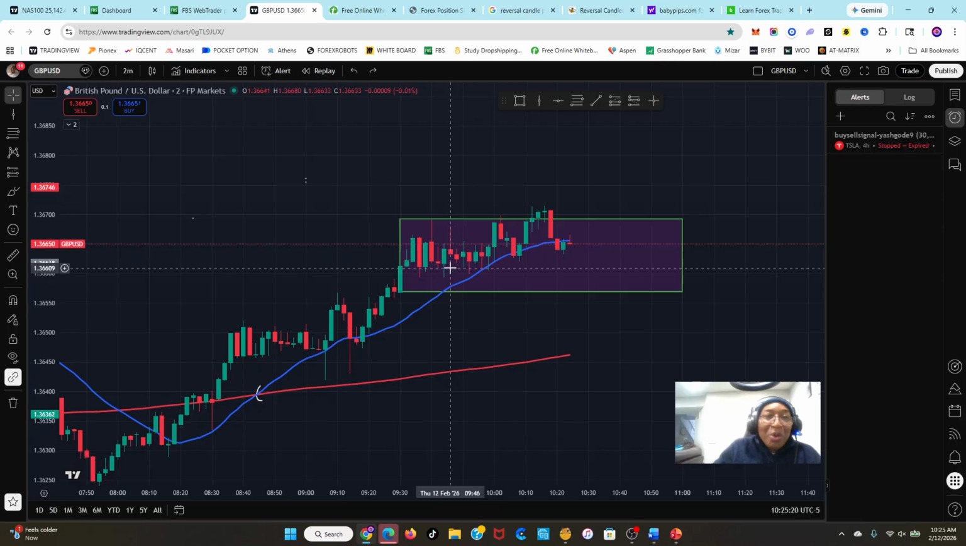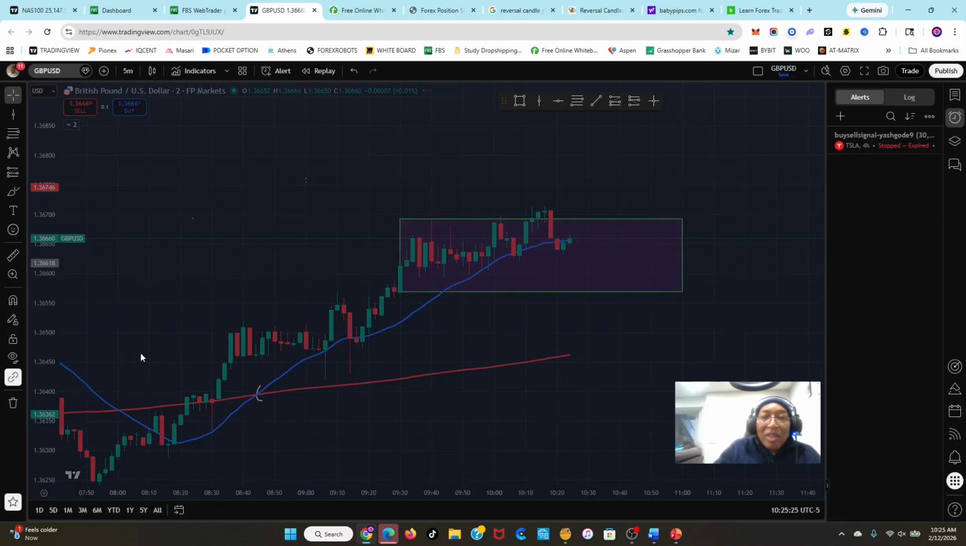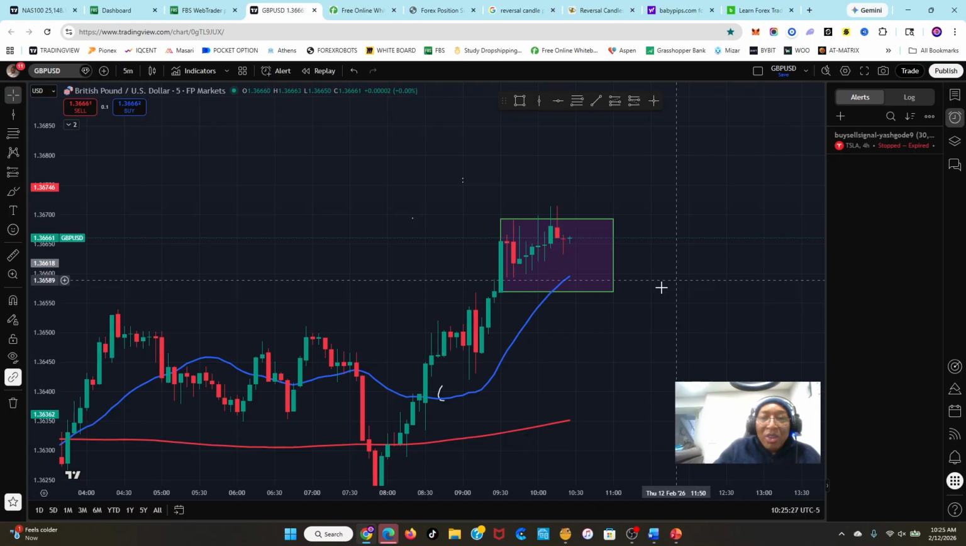So we are waiting for this one. If we go to the 5 minutes, this is how it looks. That's the GBP USD. It's still not broken out completely, so we're gonna have to wait and wait and wait.